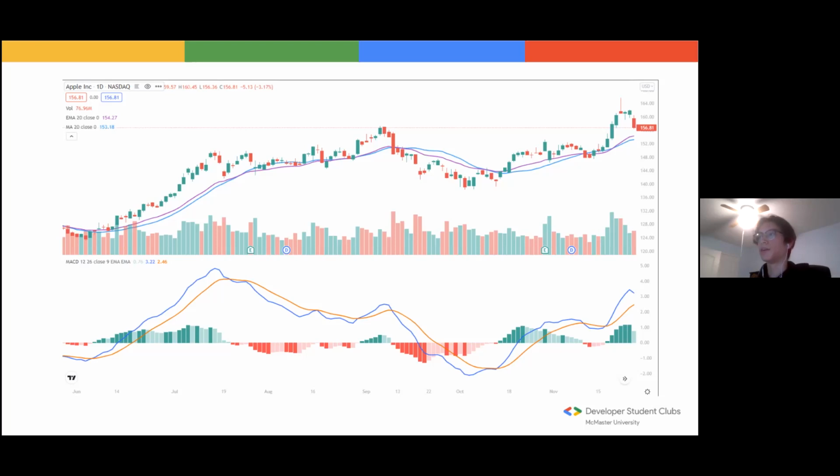So when the MACD line crosses the signal line from below, that means you should buy. And when the MACD line crosses the signal line from above, that means you should sell. We can take a look at another graph to see where these patterns are, and the graph will explain the pattern in a more clear manner.